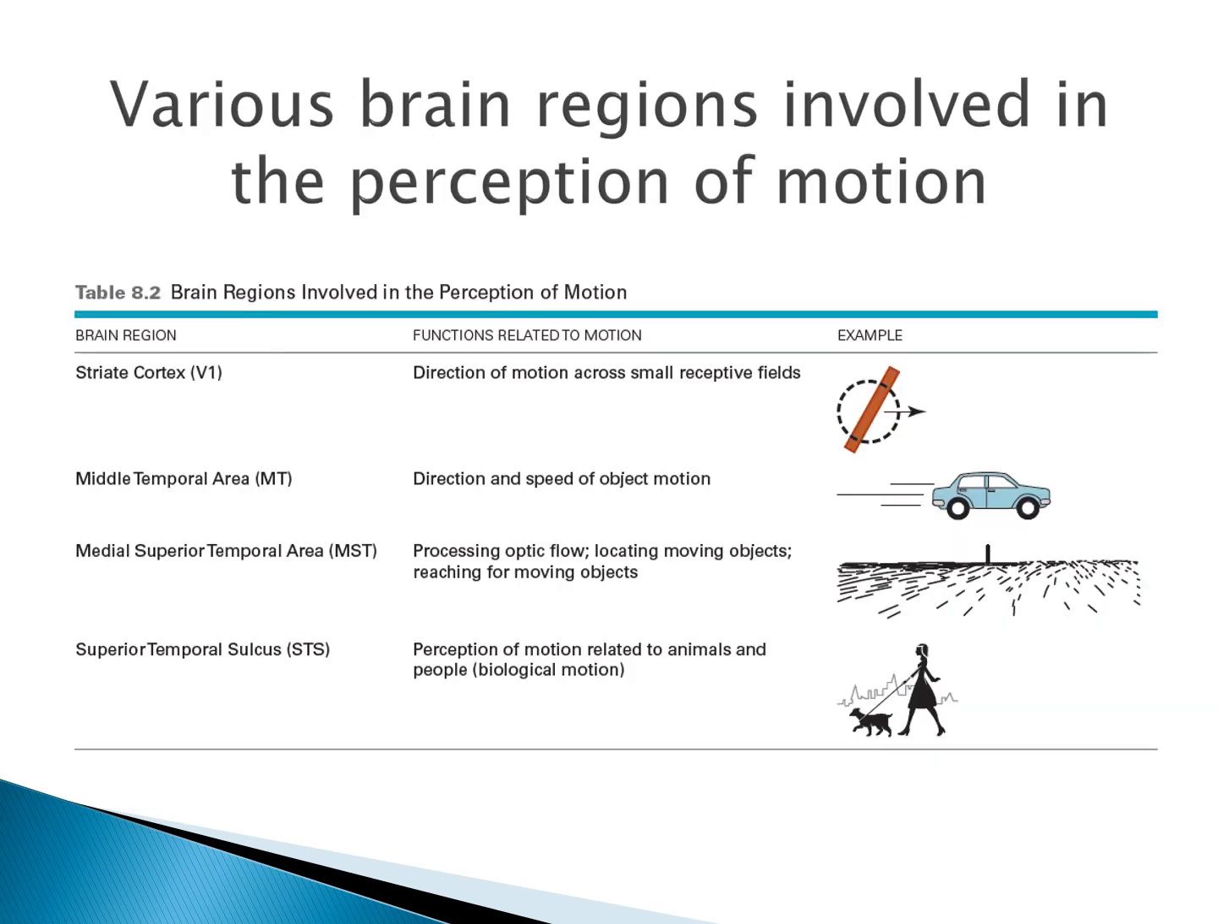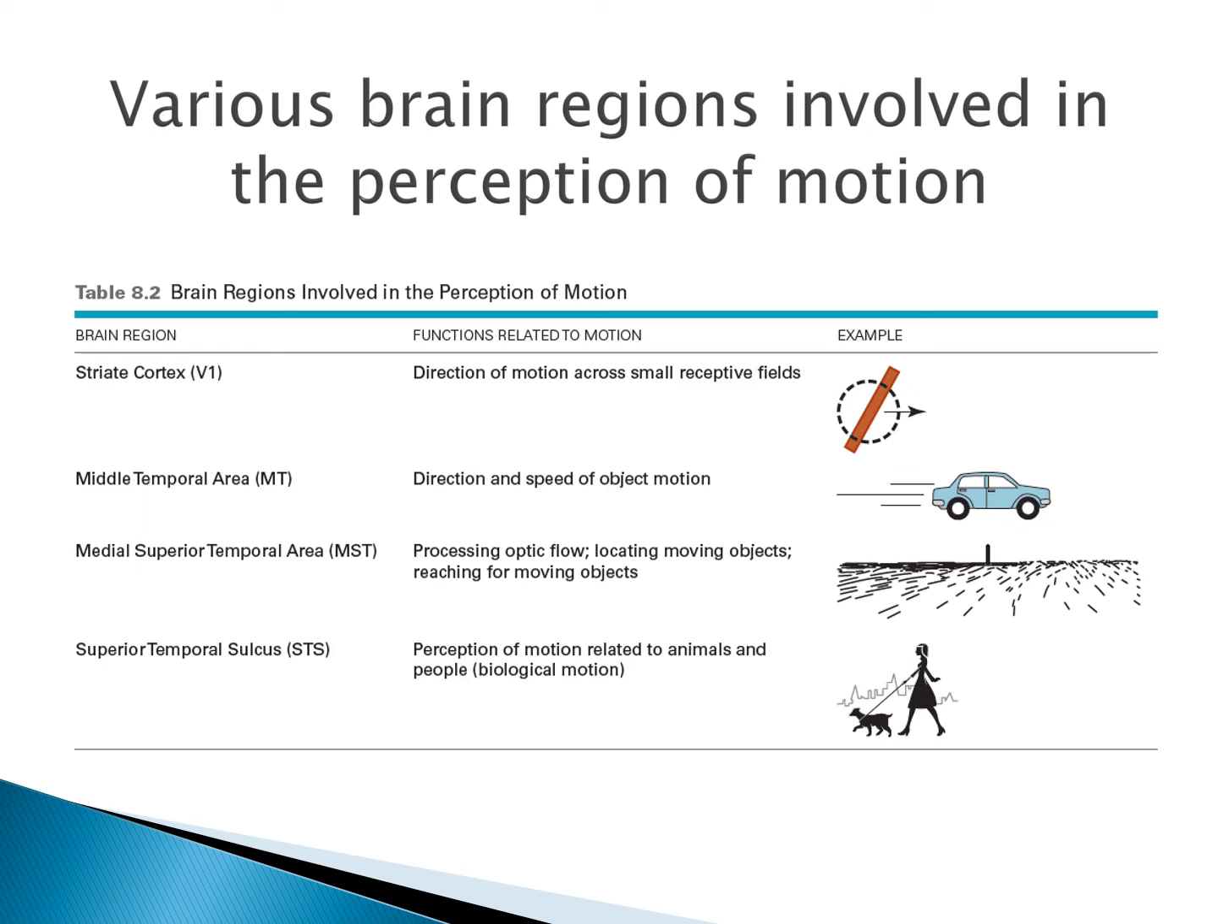I'm including this table from page 188 as it is a nice synopsis of the brain regions that are involved with different aspects of perceiving motion. So the striate cortex, where we're really perceiving the motion across some particular small receptive field, so the complex cells and the end stop cells. Again, with that, we have the aperture problem where we can miss the exact direction of motion, but that's going to be pooled together in the middle temporal area. The middle temporal area, MT, is telling us about the direction and speed of objects in motion.